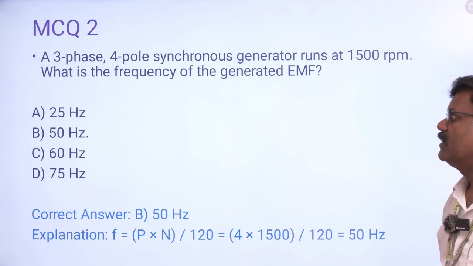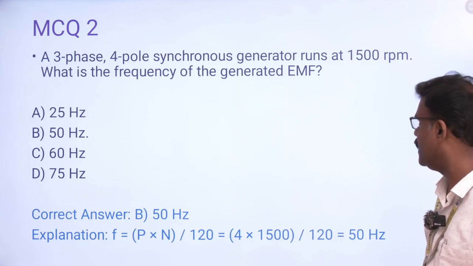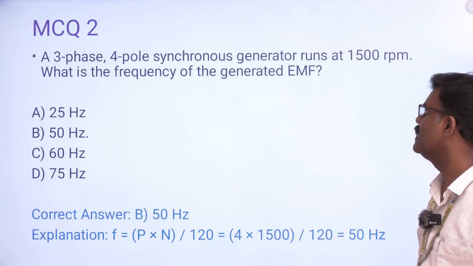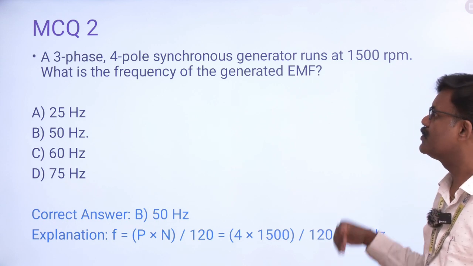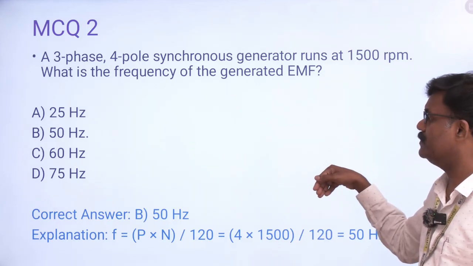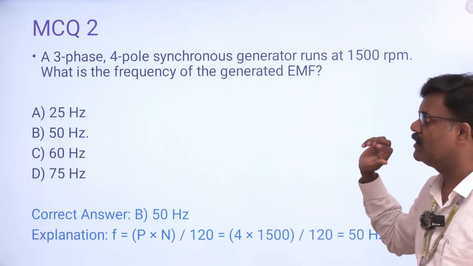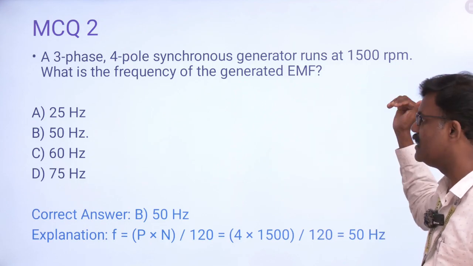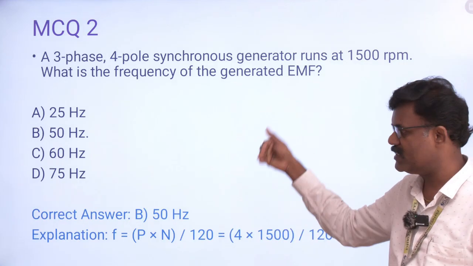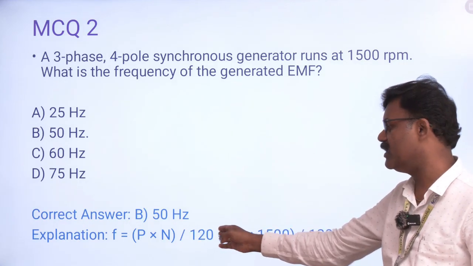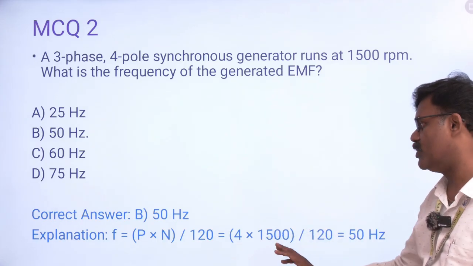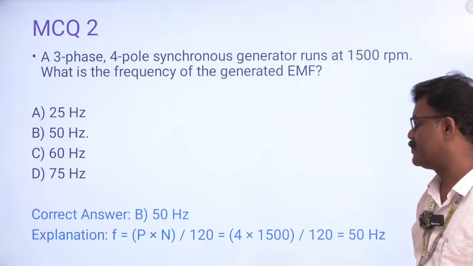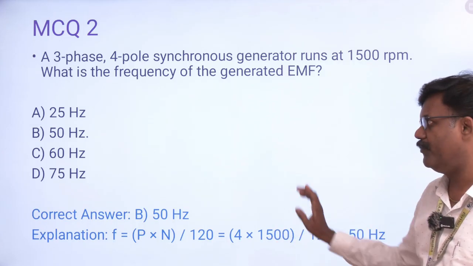Then the second question: a 3-phase 4-pole synchronous generator runs at 1500 RPM. What is the frequency of the generated EMF? So here they are asking for the frequency of the machine. The number of poles and the rotating speed are given. We can easily calculate from the same equation, f is equal to P into N by 120. By applying the number of poles and speed, we get the frequency of 50 Hz.